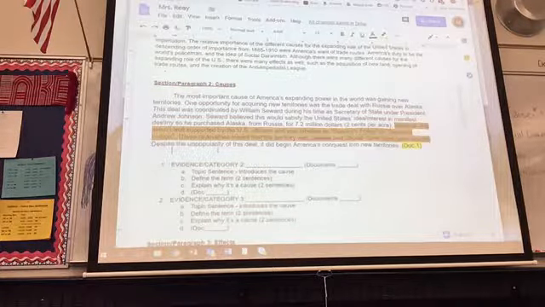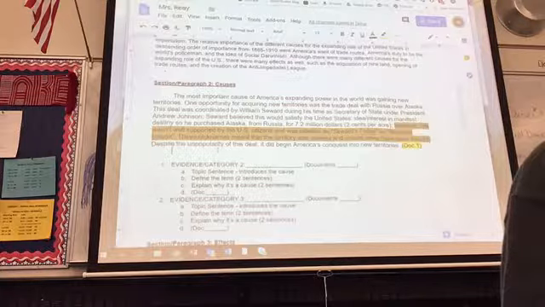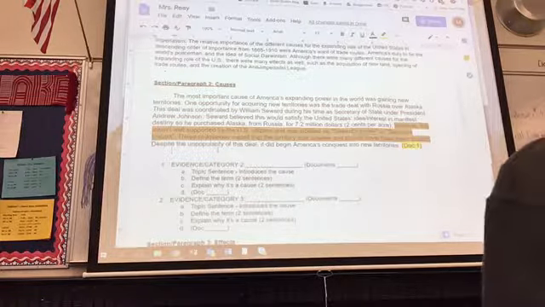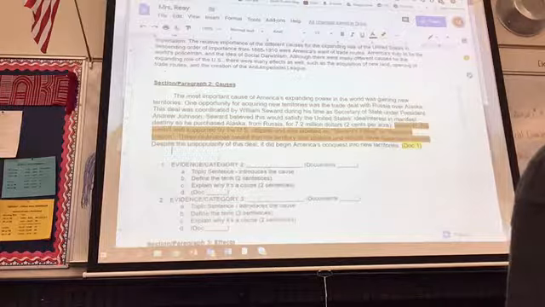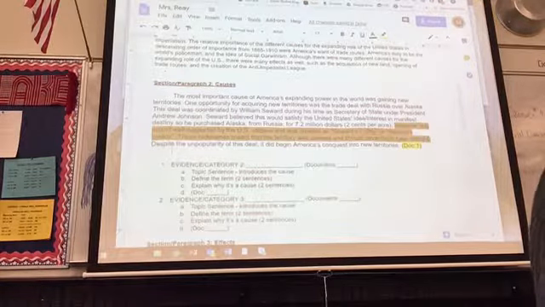Now, working with the document that you just barely worked on, you are going to do what's called, and listen very closely, a HIP analysis. Now, we've done these before. Remember, the H stands for historical context. Why was this document written? What happened before to cause the now? The I is intended audience.